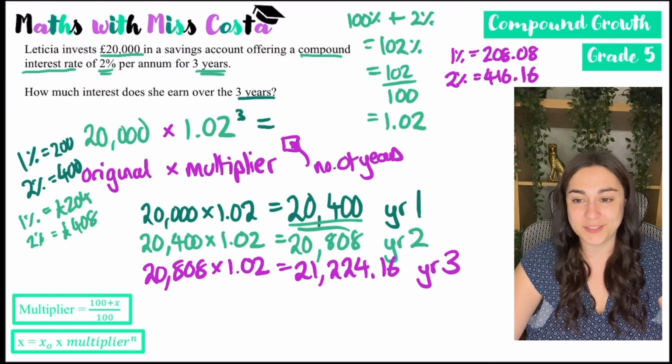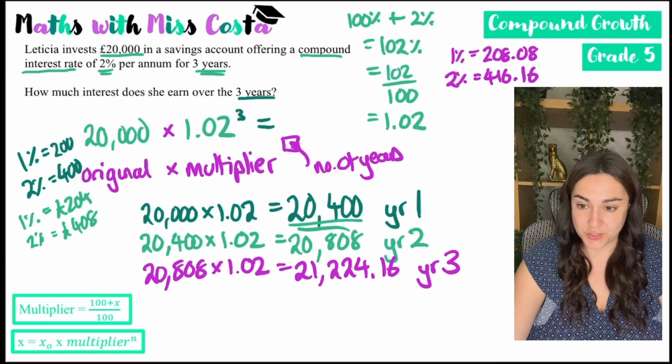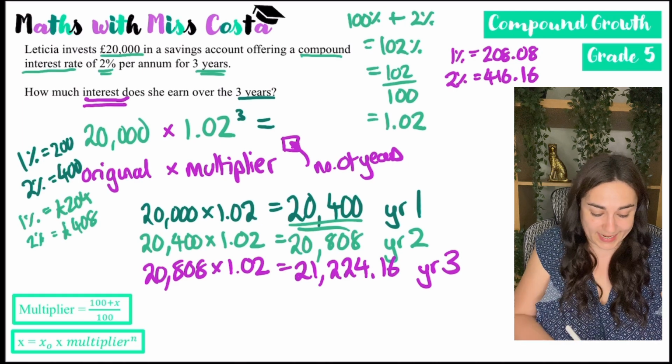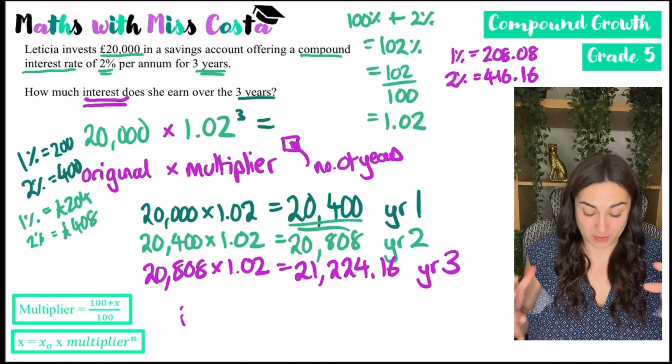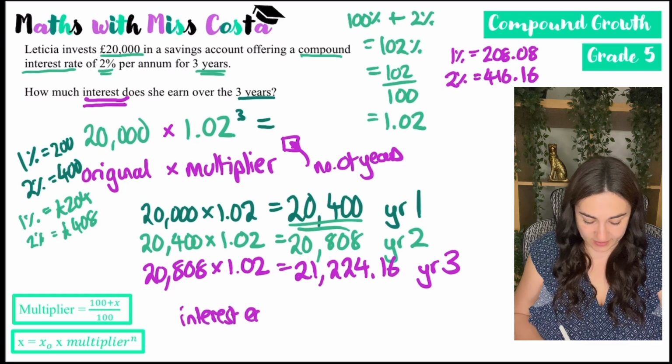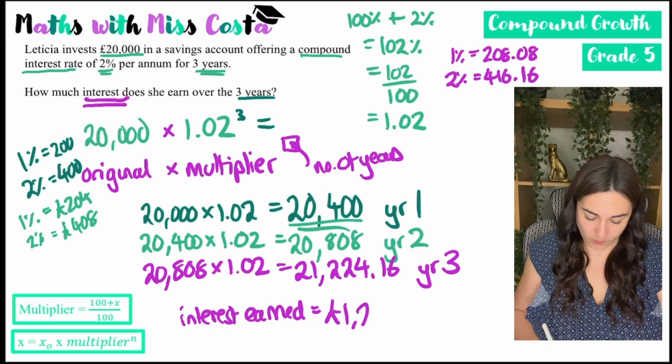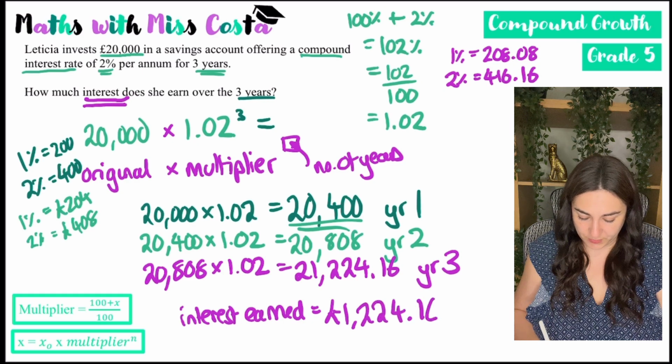So now the question is asking me to work out how much interest she earns. So I'm just going to subtract the original investment amount, which is 20,000. So the interest earned is £1,224.16.